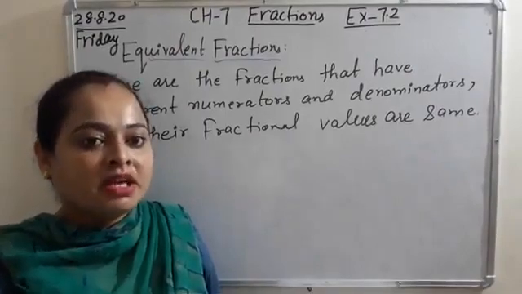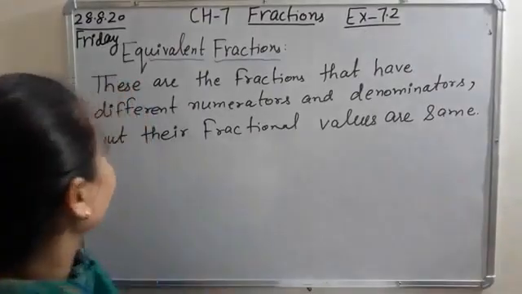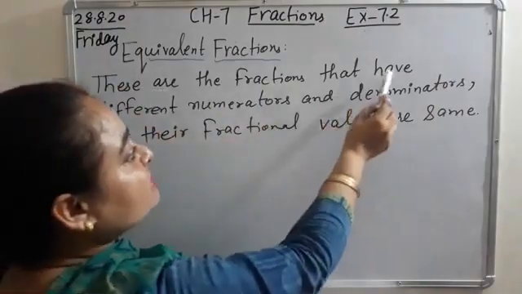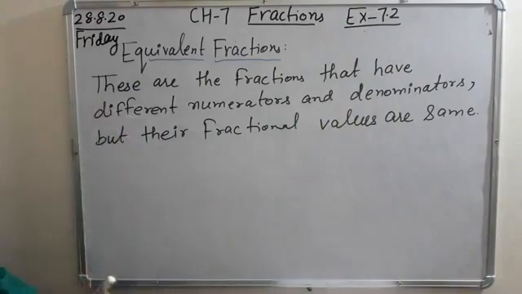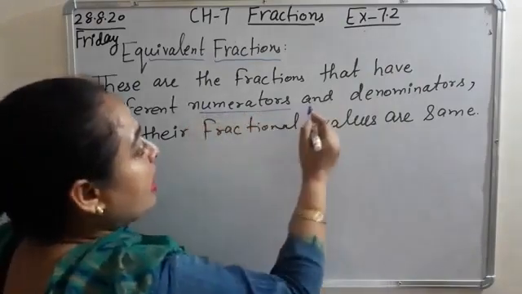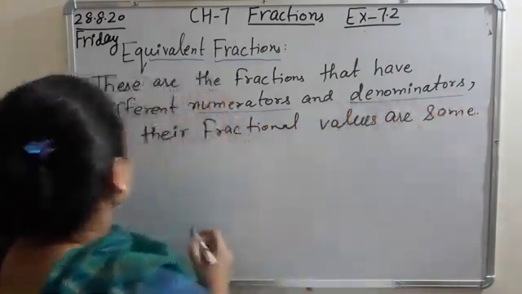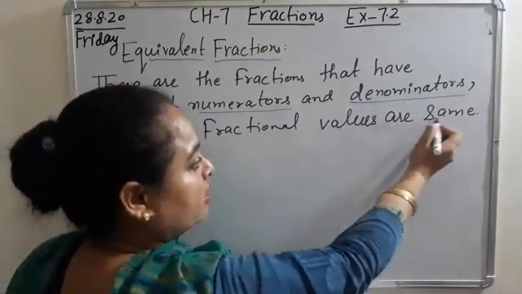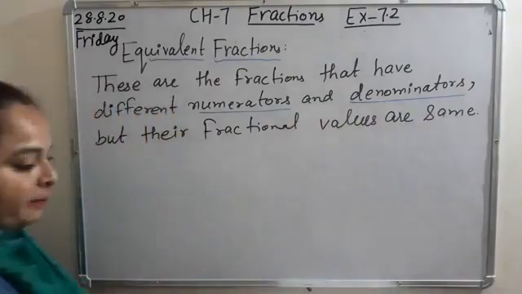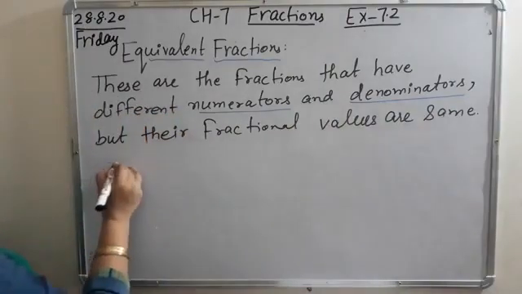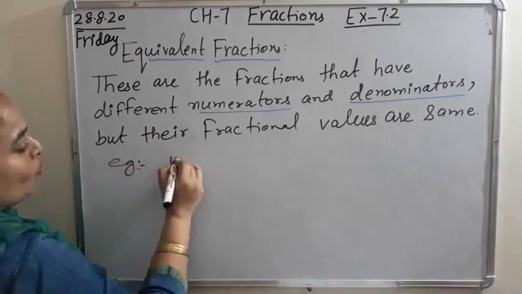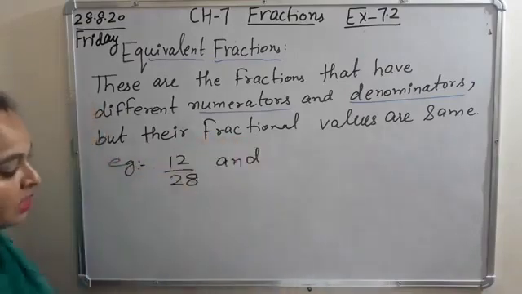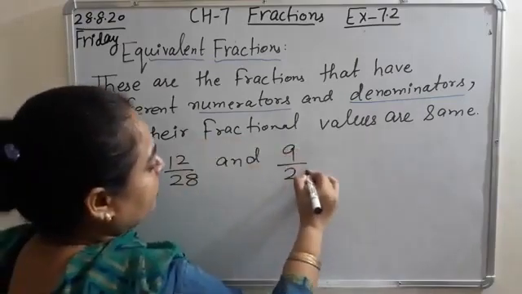Now the next concept is equivalent fractions. These are the fractions that have different numerators and denominators, but their fractional values are same. For example, 12 by 28 and 9 by 21.